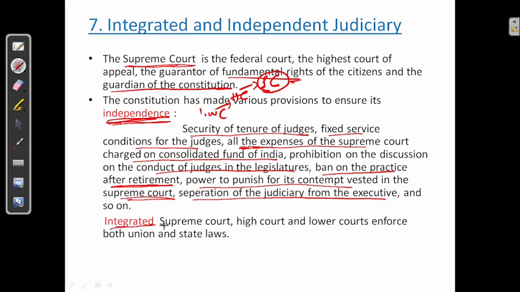Next, we will see the integrated. Supreme Court, High Court, lower courts enforce both union and state laws. This is the integrated judiciary.